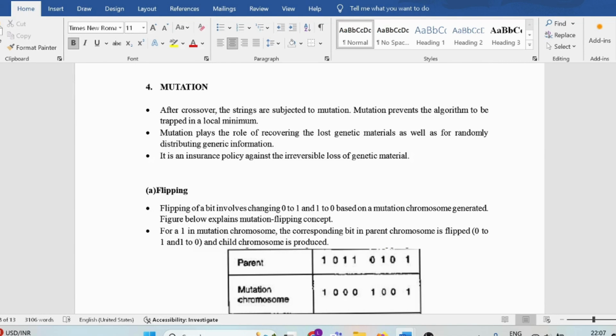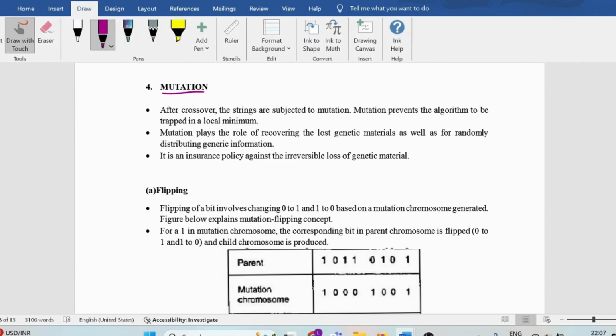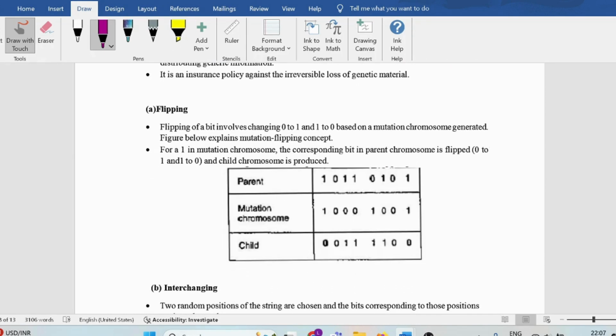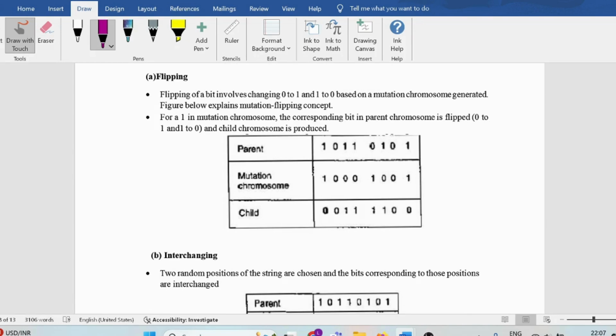For that, there is an operator called mutation, and this mutation will prevent the algorithm from being trapped in a local minimum. It is going to help you find the global minimum value or the optimum solution for a problem. So now let us see what is meant by mutation. In mutation, there are many methods. You are going to recover the genetic material lost due to crossover, and that is how it is going to help you come out of this local minimum.